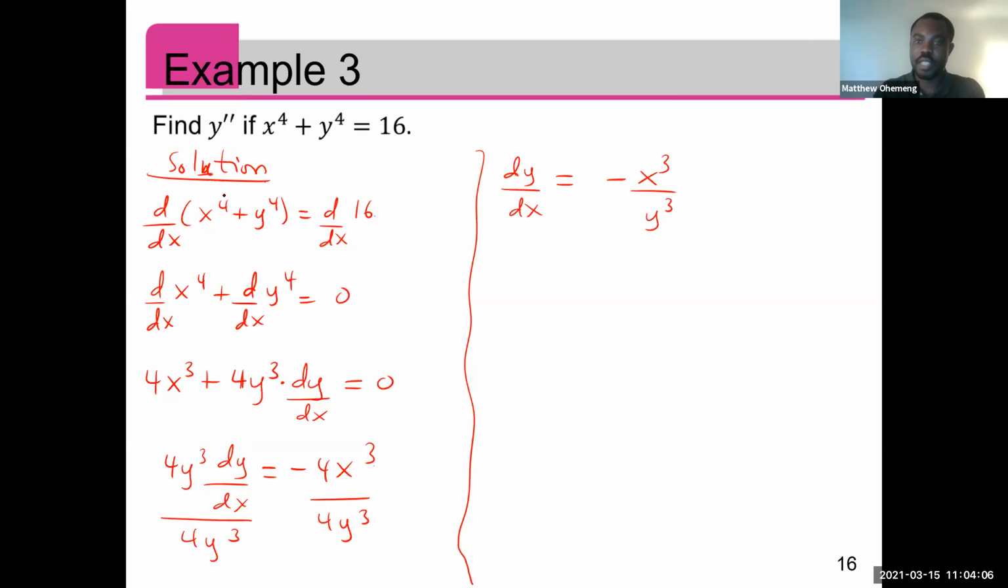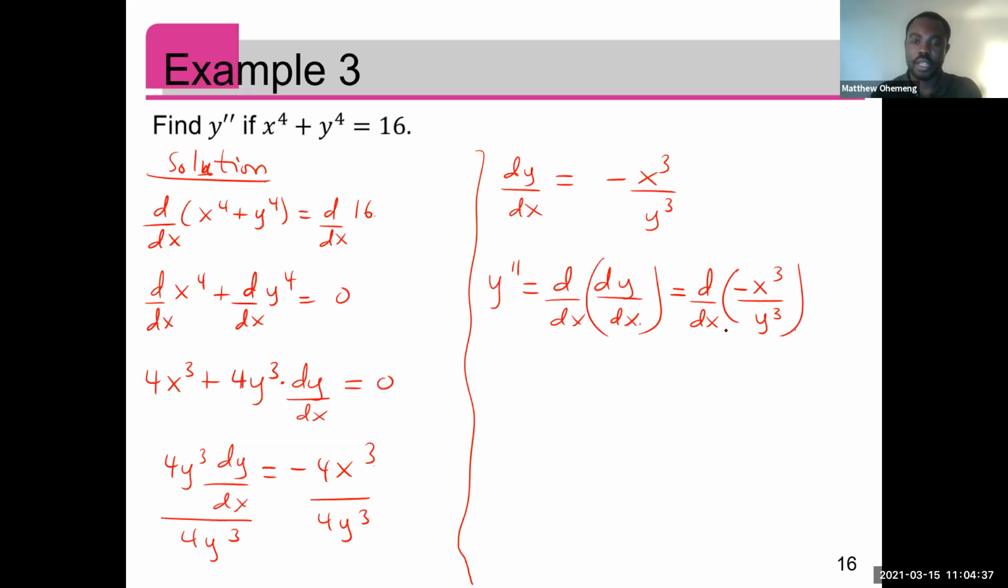Now, the question asks for the second derivative, right? So to get the second derivative, you just have to differentiate the first derivative, right? So y prime prime, which is what the question is asking for, is just going to be the derivative of the first derivative. It's just this one, the derivative of this. So let's just plug it in there. So we have d over dx of what we had for dy over dx, which is negative x cubed over y cubed, like so, right? So when you get to this part, you just have to differentiate this, right?